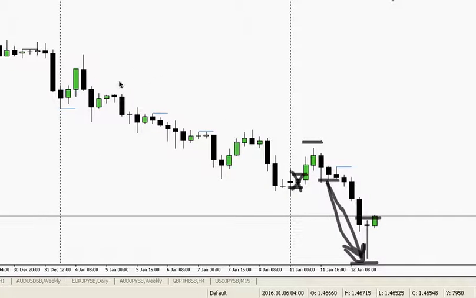So as you see with this, we're flowing with price. Every time price changes direction, we're looking for a breakout. Okay, and then it changes direction again, we're looking for a breakout.